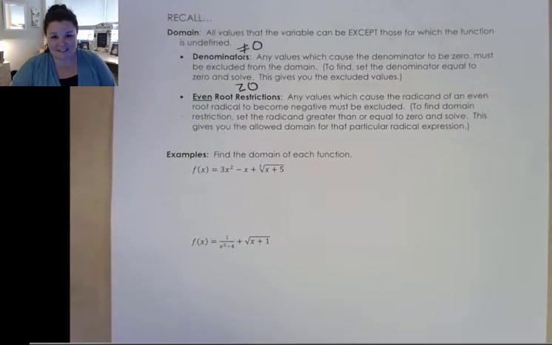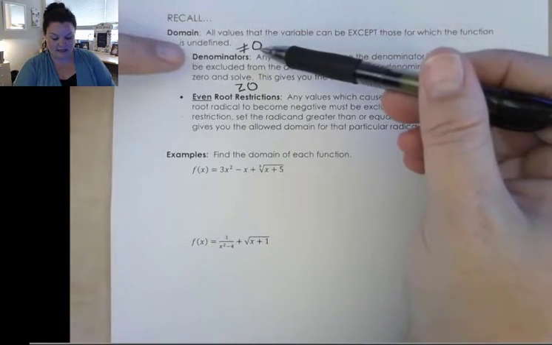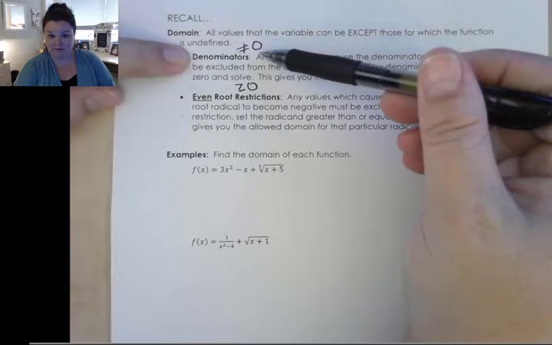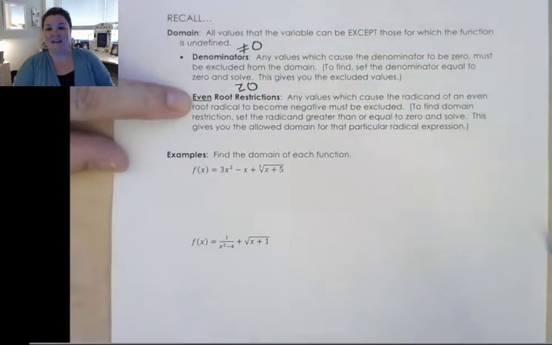The biggest mistake on these problems is getting these two mixed up. Okay, it's the things in the denominator or the bottom of the fraction that can't be 0, the things under a square root which have to stay non-negative.